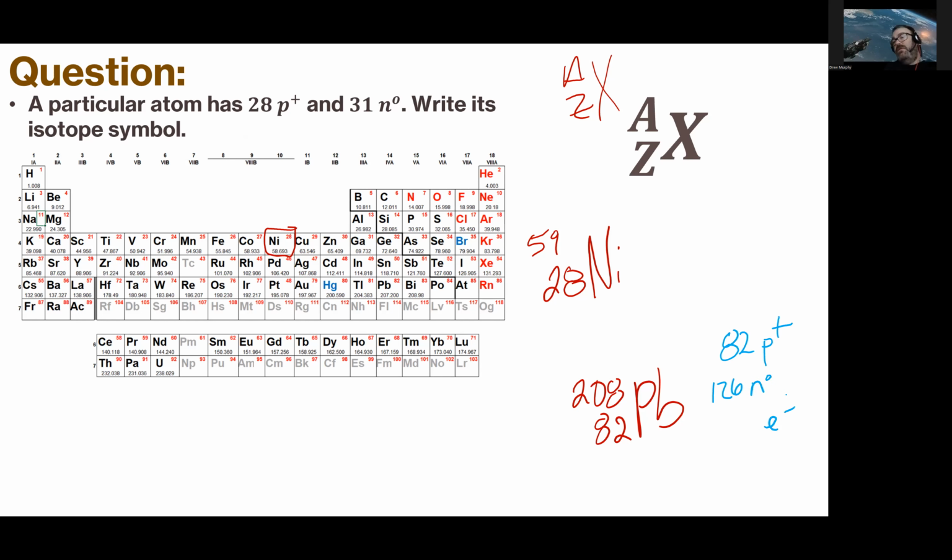What about electrons? If we know this is a neutral atom, then we know it has no charge. Because of that, the number of electrons has to equal the number of protons. So this should be 82 electrons.